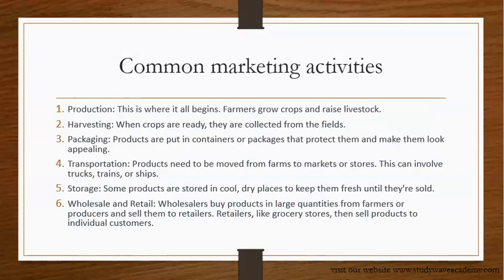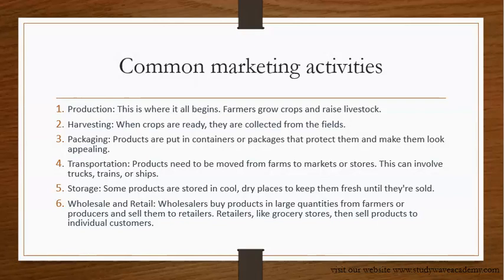So, common marketing activities. Production first. This is where it all begins. Farmers grow crops and raise livestock. Harvesting: when crops are ready, they are collected from the field. Then packaging: products are put into containers or packaged to protect them and make them look appealing.